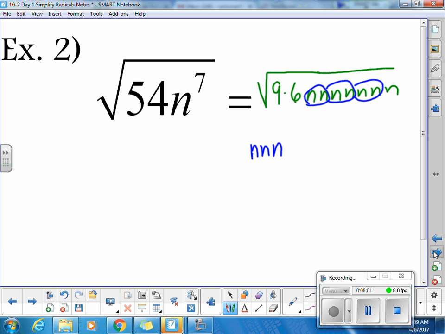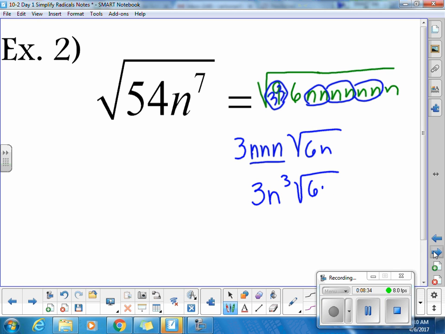I know that 9 is actually 3 times 3, so there's 2 3's. I can take 1 out. I'm going to put that in front of the n's. I have left in there the 6 and n. 6 is 3 times 2, but again, there's no perfect squares there. So I'm just going to leave 6n under the radical. And now I'm going to put my n's back together as 3n cubed, or to the 3rd power, and square root of 6n.